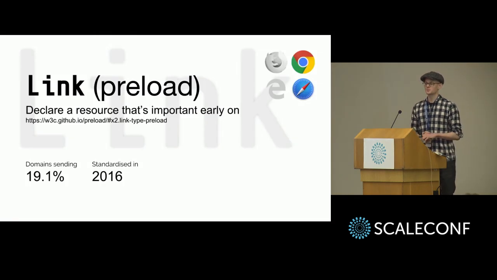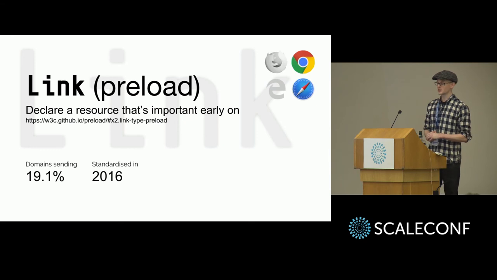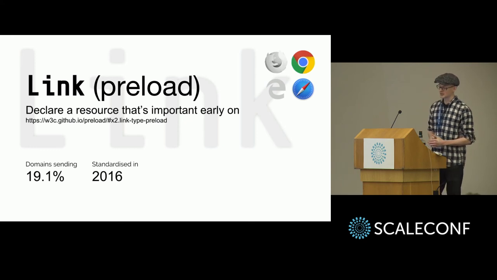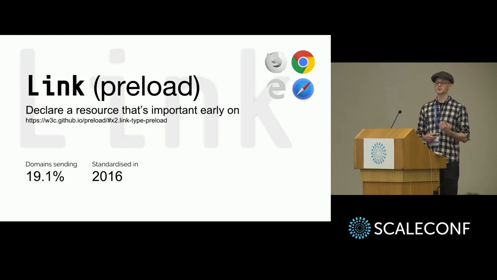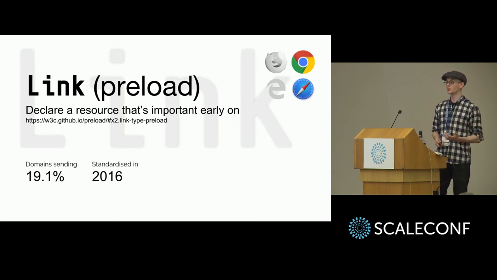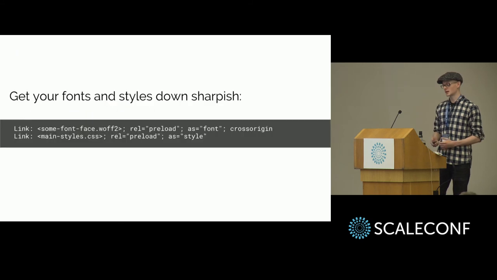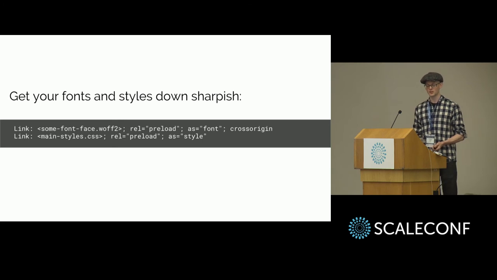Now, a performance header that's been in wide circulation for a long time is the link preload header. And this allows servers to send instructions to browsers to get preloading resources like scripts, styles, fonts, before the browser would otherwise do so. It's very easy to invoke. You just add some link headers that say, this is my font, this is my style sheet. Please start loading these as quickly as possible.